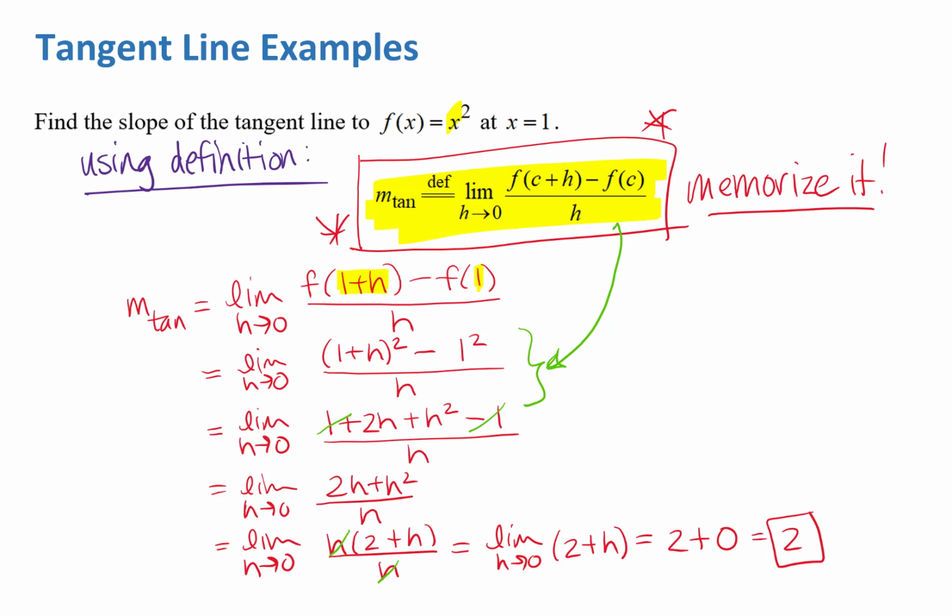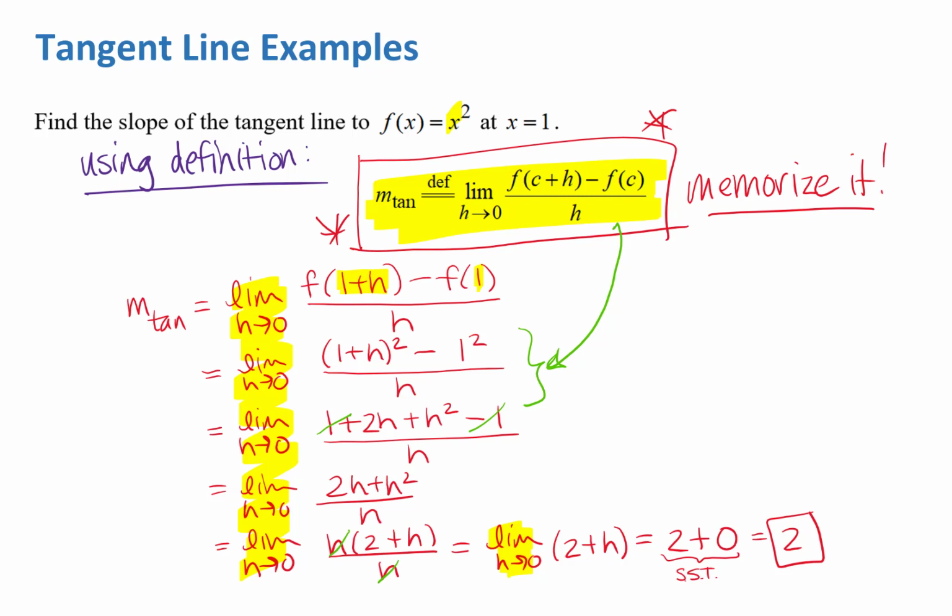Notice that I wrote limit, h approaches 0, in front of every step until I actually evaluated the limit using that substitution shortcut theorem. So I wrote that limit in front of every step until then. That's important, so make sure you look back and do that.